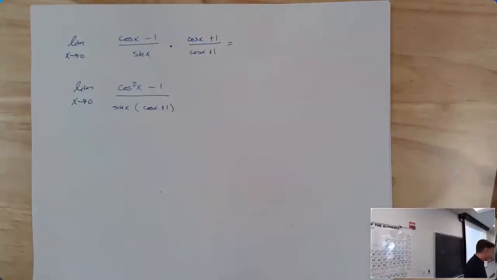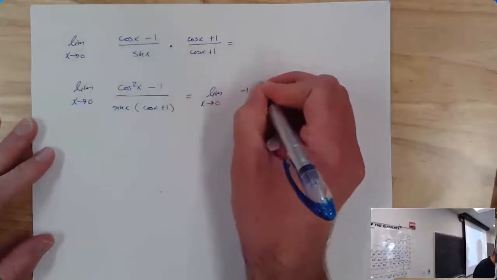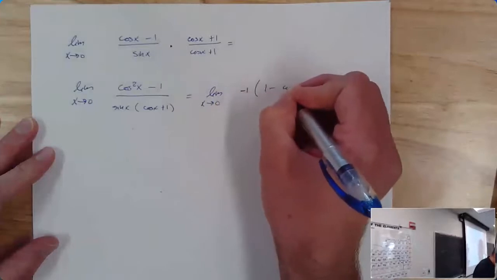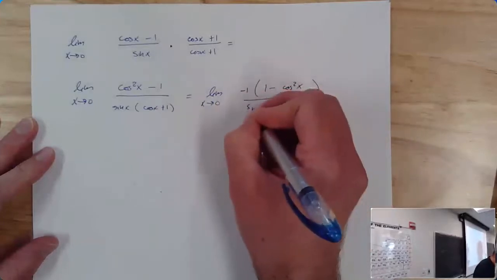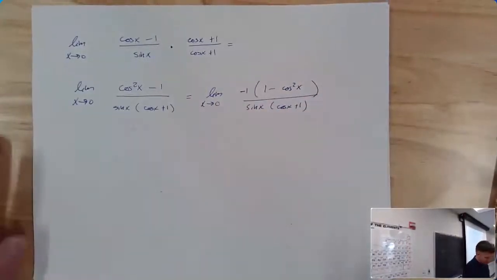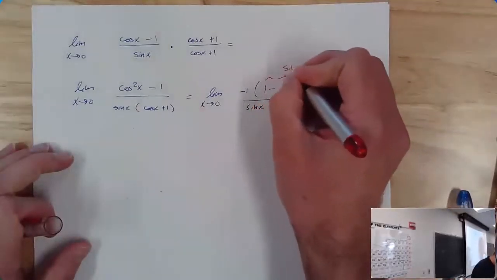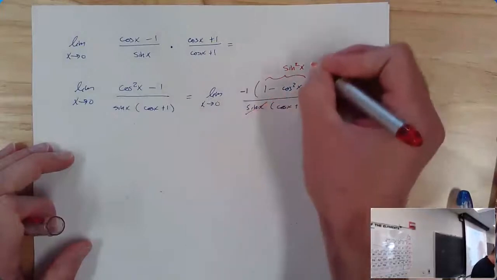So cosine squared x minus 1 kind of looks familiar, but not exactly like what we want it to be. It is a trig identity, and it's just not very recognizable. If you change the order of subtraction, or factor out a minus sign, if you make this the limit as x approaches 0 of negative 1 times (1 minus cosine squared x), then it's a little easier to see what's going on. So then 1 minus cosine squared is sine squared. And you can cancel a sine x here with a sine x there.